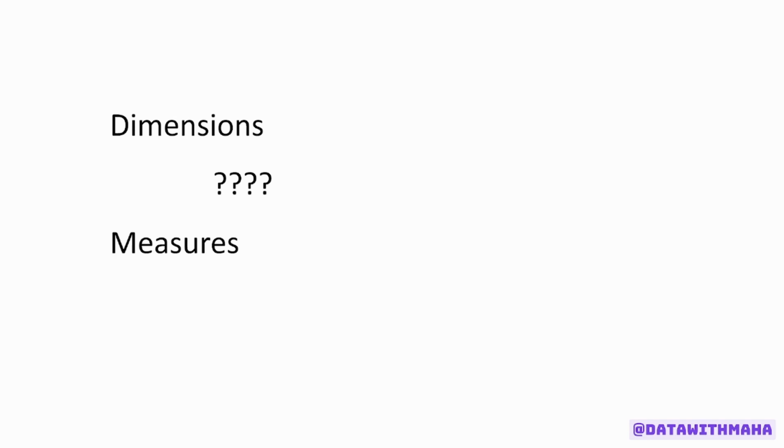Now we know the difference between discrete and continuous. So what was I talking about in the beginning about dimensions and measures? As we know, Tableau separates the data into 2 major factors. We have dimensions and measures. So what are they, and what's the difference between a dimension and a measure?